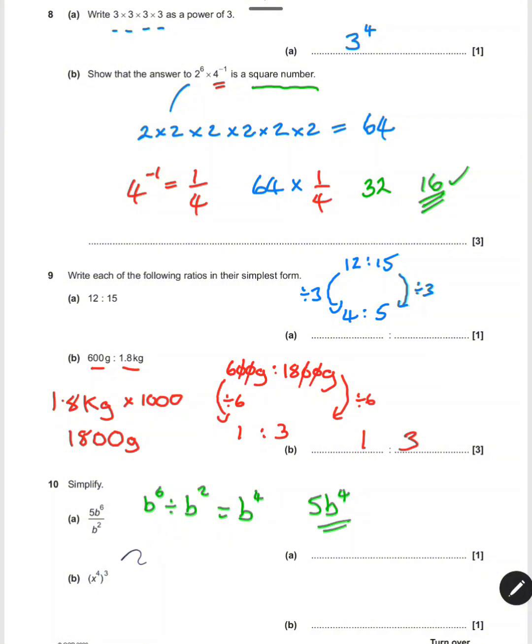And then part B says, what's x to the 4 cubed? Well, whenever you've got indices in brackets and then some outside, you need to do 4 times 3, which is 12. This is x to the power of 12.